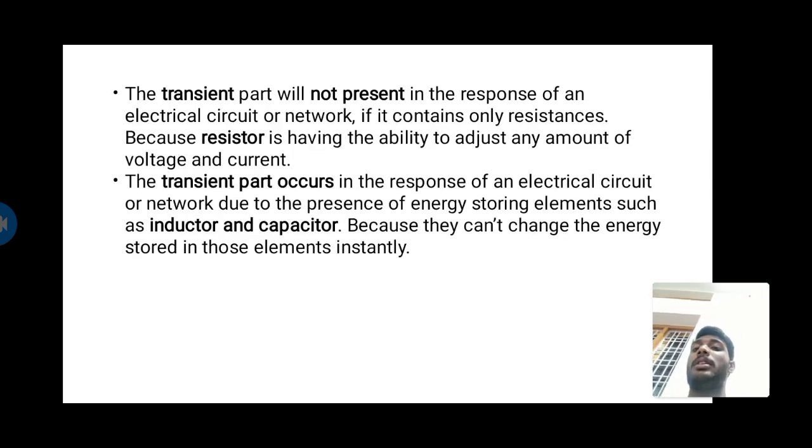The transient part will not be present in the response of an electrical circuit or network if it contains only resistance, because the resistor has the ability to adjust to any amount of voltage and current. The transient part occurs in the response of an electrical circuit or network due to the presence of energy storing elements such as inductor and capacitor, because they can't change the energy stored in those elements instantly.